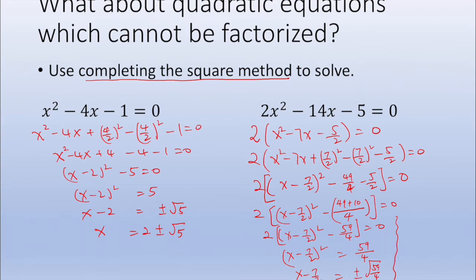Alright, I'm running out of space, just using this bit here. x therefore equals 7 over 2 plus or minus square root of 59 over 2, or if you bring it to the common denominator, 7 plus or minus square root of 59 over 2. Again, you can give the answer in surds, or if you like, give the answer in decimal places. Read the question carefully.